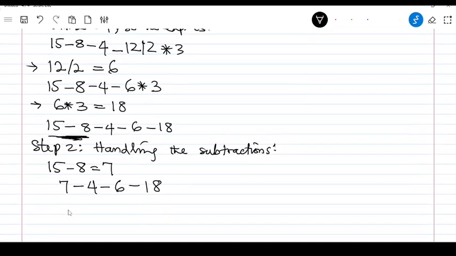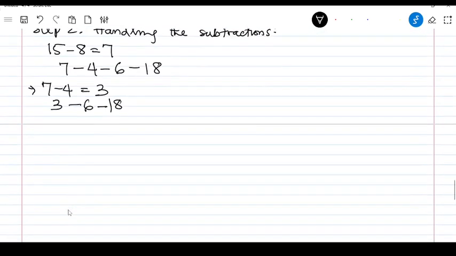So the next thing we are going to do is, what is 7 minus 4? 7 minus 4 is going to give us 3. So the expression is going to become 3 minus 6 minus 18. Okay. And so now we're going to handle again what is 3 minus 6. So 3 minus 6 is going to give us minus 3. Okay. So the expression is now going to become minus 3.